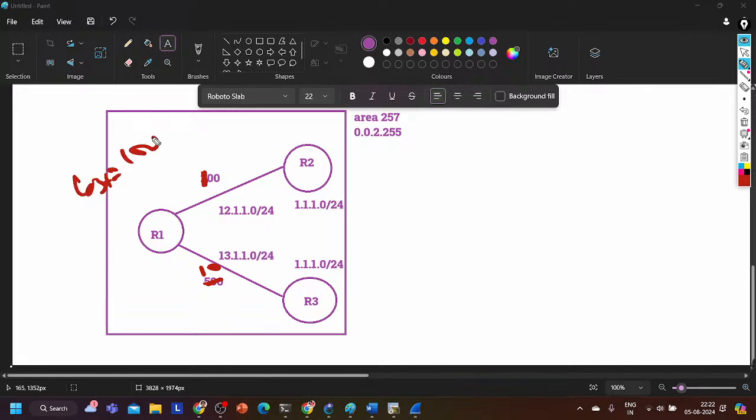Cost will be 100 divided by 100, value 1. Here it will calculate cost: 100 by 10. Here it will get what cost? 10. Right? So the lower value is more preferable. It will install the upper path.